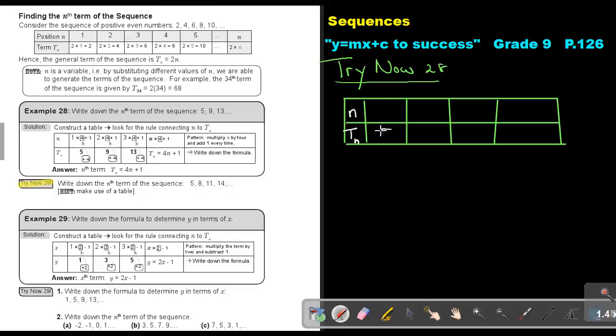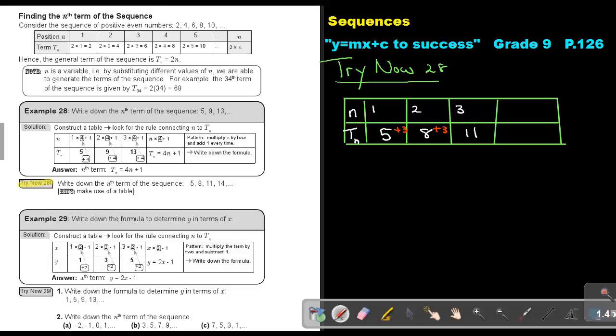It was 5, 8, 11. What you must do is see what they are adding every time. Every time they add 3. So, 5 plus 3 is 8. 8 plus 3 is 11. Remember, this is term 1, this is 2, this is 3.